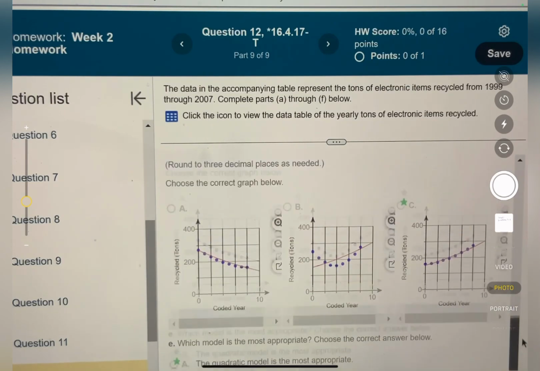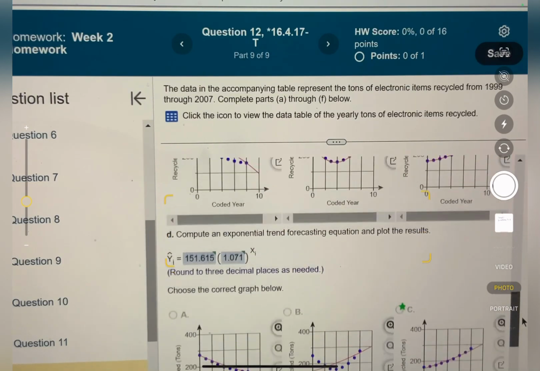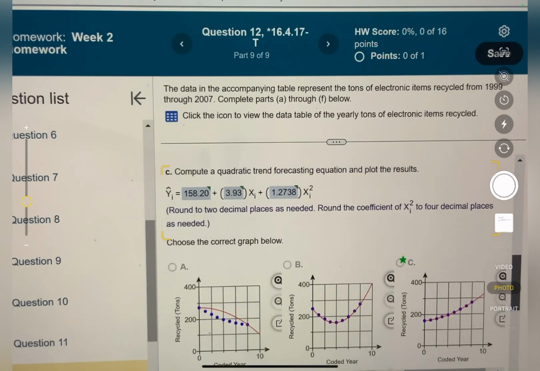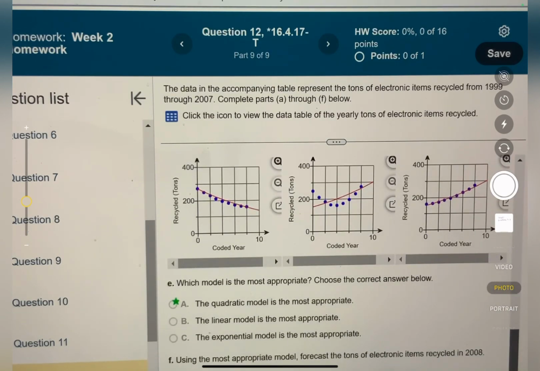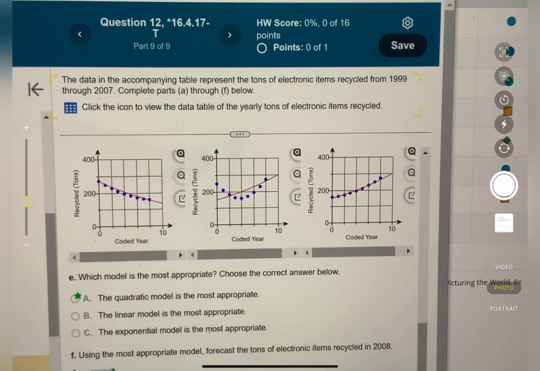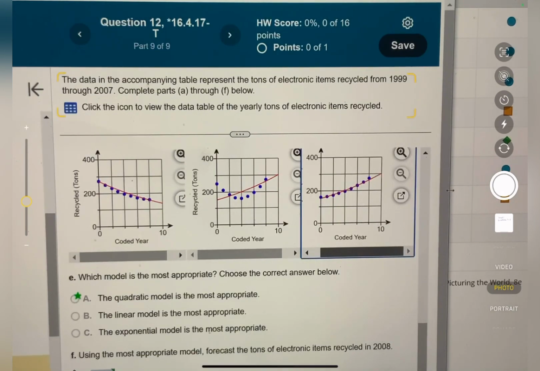Since here I opened the answer and we already know the equation, let me see what it says. Which model is the most appropriate? Well, let's see how we're going to know. We're going to know by comparing the graphs, to see which one is going to stay close to the trend line.